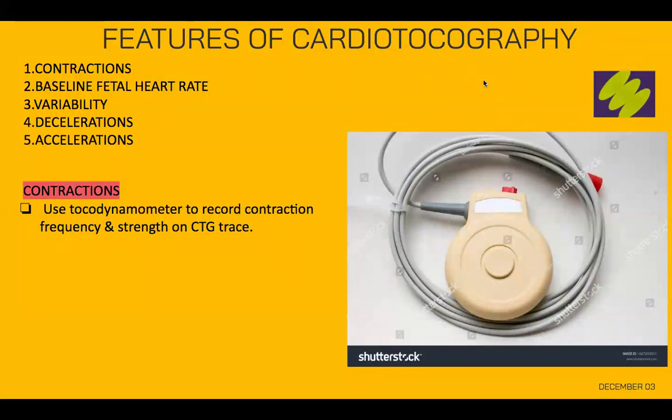So coming to the features of the CTG, these are the contractions, baseline fetal heart rate, right? And variability, deceleration, acceleration, right? So I will be discussing all these features first, and then we will go ahead with the categorization and how we are going to choose the management options among the management plan, because that will be the question coming in the EMQs. Features, everyone knows that contraction is a feature. So use of tokodynamometer to record the contraction frequency and strength on the CTG trace. What we have to record about the contractions is its frequency and strength on the CTG trace, right?